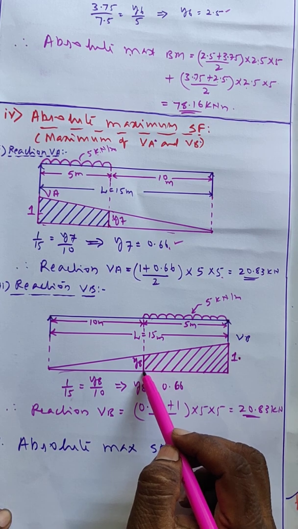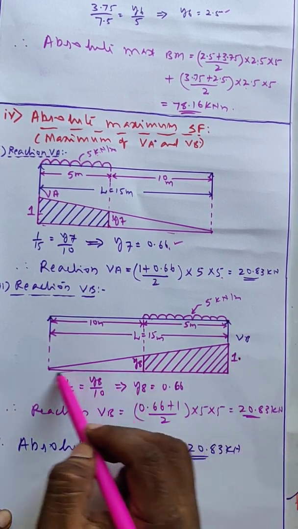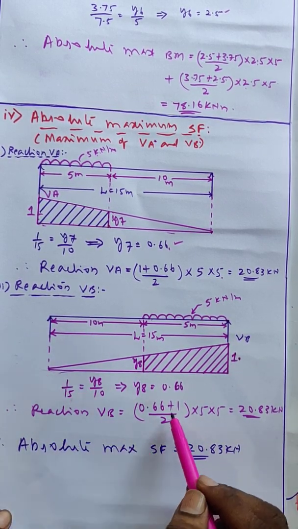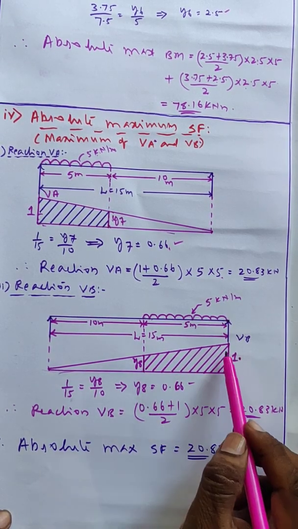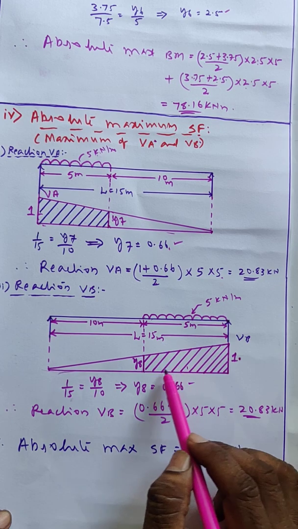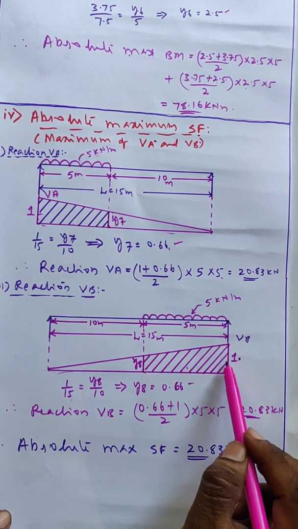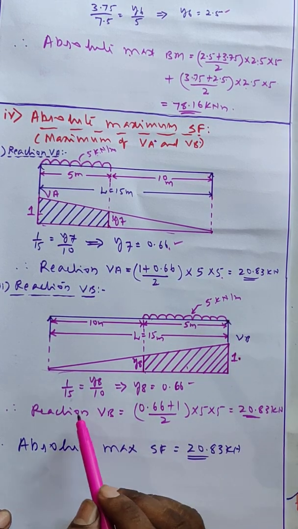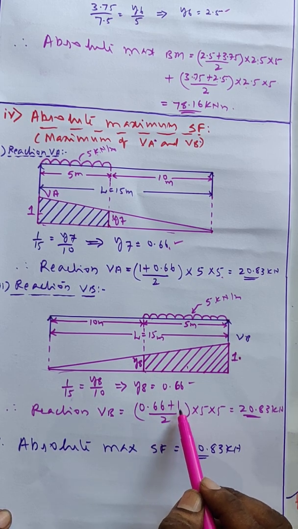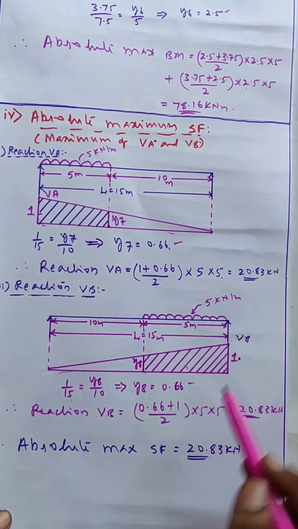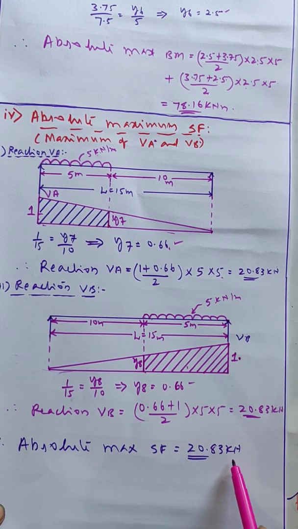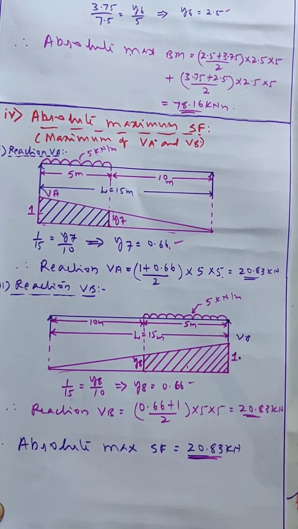I have to calculate this y8. It is 1 divided by this length equal to y8 divided by 10. It is also I got 0.66. The area is this plus this by 2, average height, into length. It is the area of this ILD into intensity. It will give you the load. Therefore 0.66 plus 1 by 2 into 5 into 5, 20.83. Both reactions are same. Therefore absolute maximum shear force is 20.83 kilonewton.